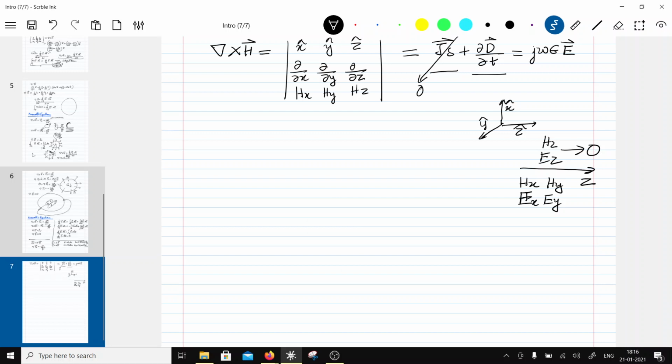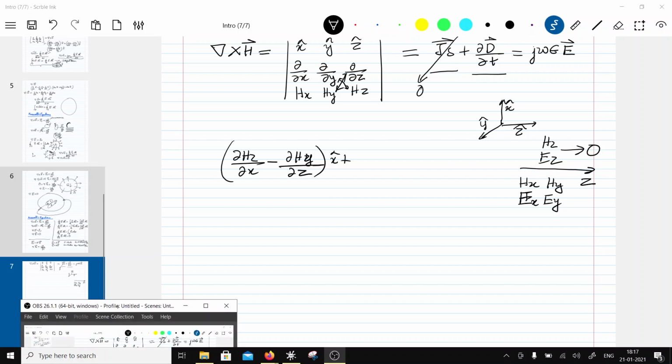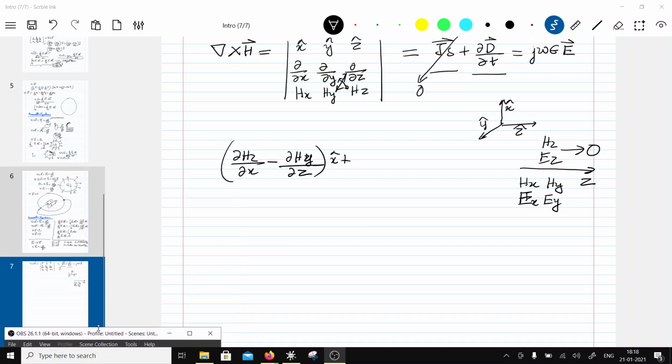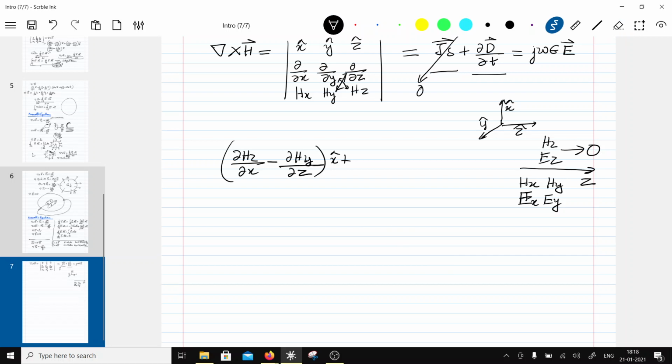So let's see what this equation reduces to under this situation. I can write the expansion as dou Hz by dou y minus dou Hy by dou z, so this is the x component, plus. Let me make sure I'm recording. Yes, I am. Okay, so this would be that component. Let me just remove overwriting. I don't like overwriting. Okay, so that's there.